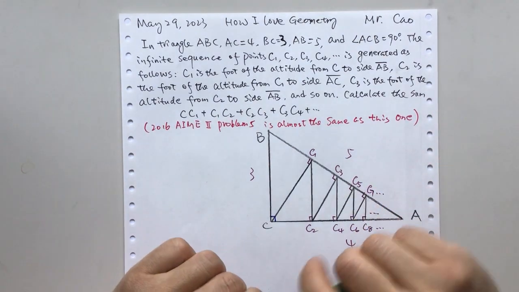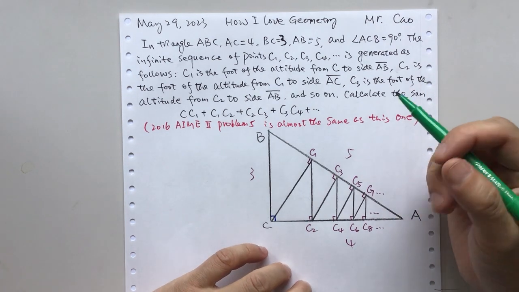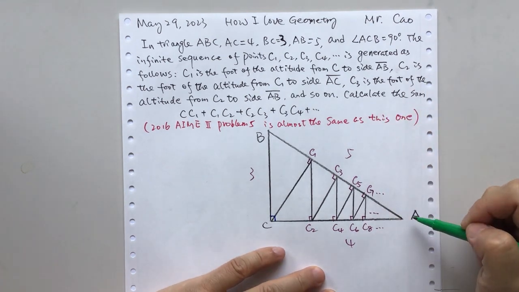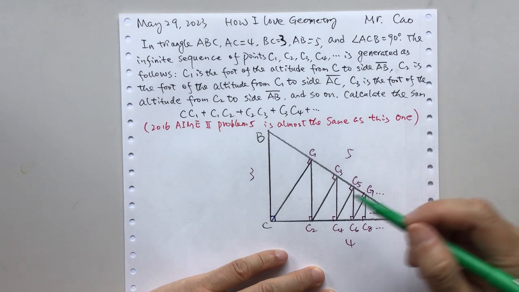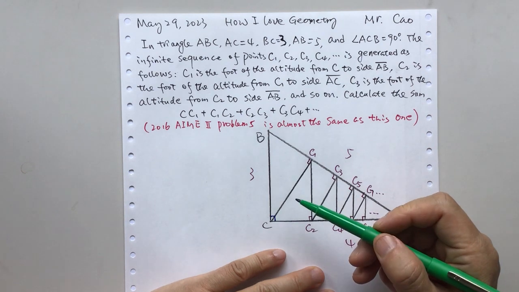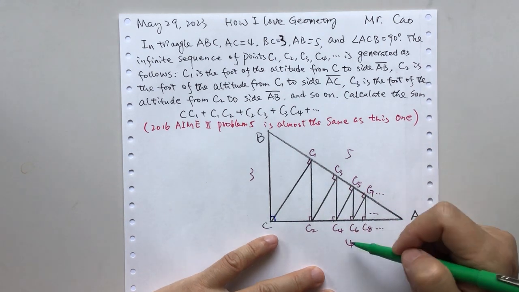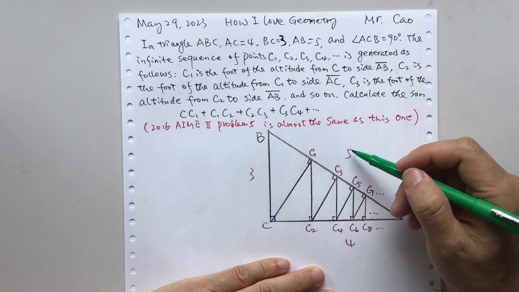Today's problem is about the sum of an infinite sequence. We know triangle ABC is a right triangle. It has a right angle at C, and AB is 4, BC is 3. Of course, AB is 5.